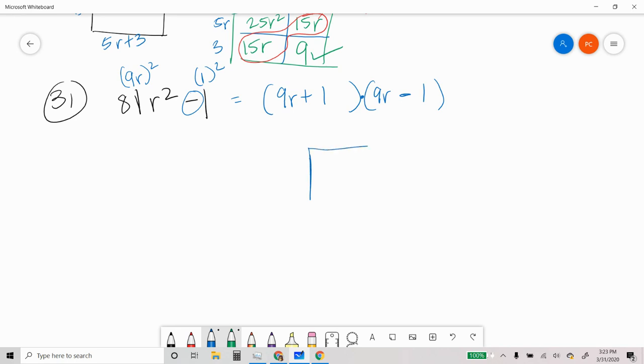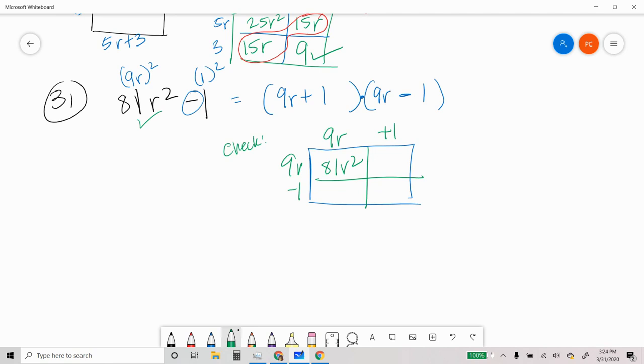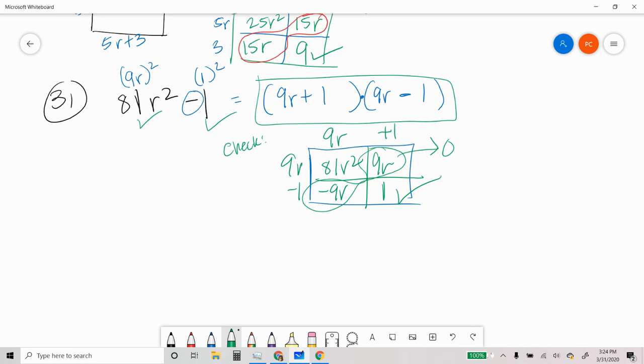To check our answer, if we felt like we needed to check it, we can just multiply those two together, 9r plus 1 and 9r minus 1. 9r times 9r is 81r squared, perfect. 9r times 1 is 9r. 9r times negative 1 is negative 9r. And finally, negative 1 times 1 is negative 1. Then 9r plus negative 9r does equal 0, so those cancel out. So this works. The factors are 9r plus 1 times 9r minus 1.